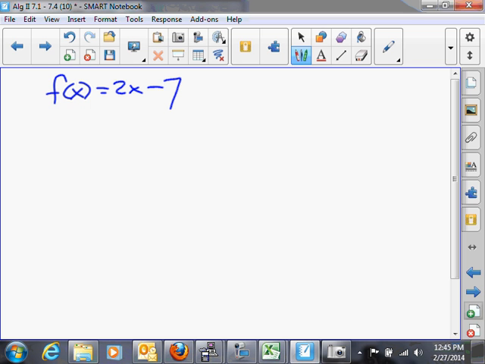Okay, and there are 4 steps that you follow. Step 1, now some of these may already have been done for you, but the first step is to replace f of x with y, because y and f of x are the same. So in this case, we would write y equals 2x minus 7. That's step 1.